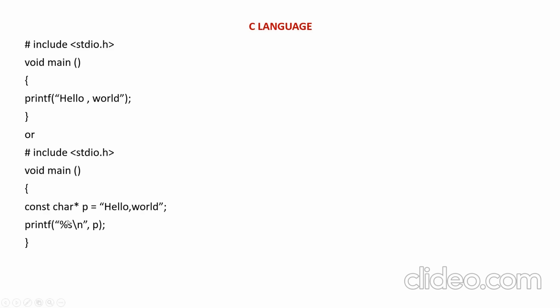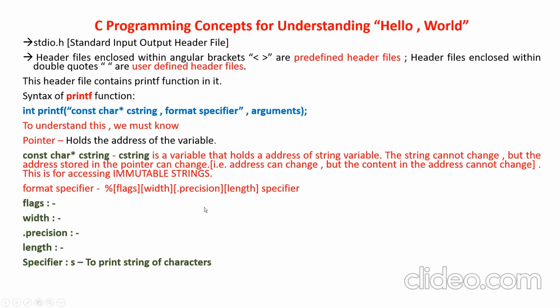So since I'm going to display a string over here, I'm giving percentage s as my format specifier. Format specifier means this is the basic thing: percentage, flags, width, dot precision, length, specifier. No need to bother about the remaining four things. If I want to display a string, I must give percentage s. Leave behind the flag, width, dot precision, length. This we will be studying in our upcoming videos.